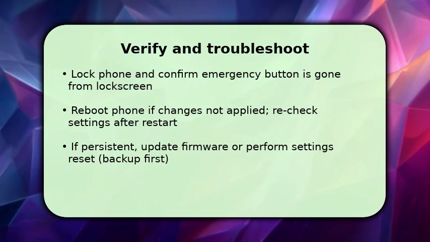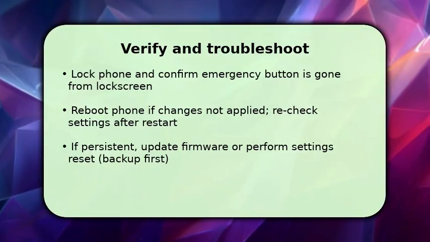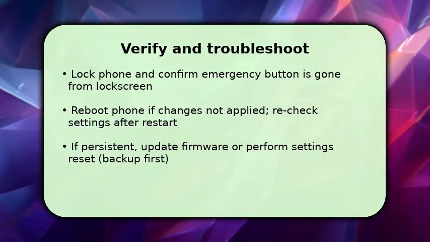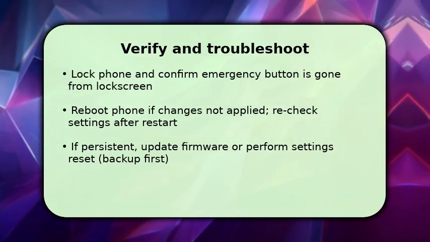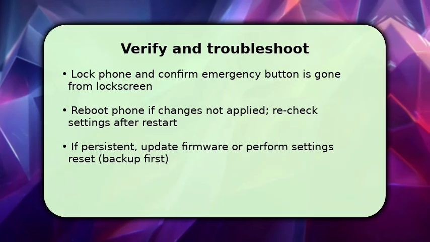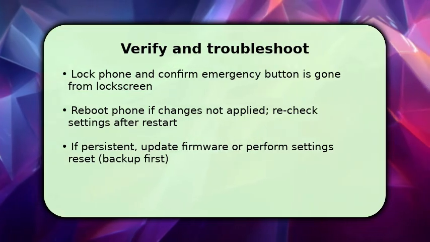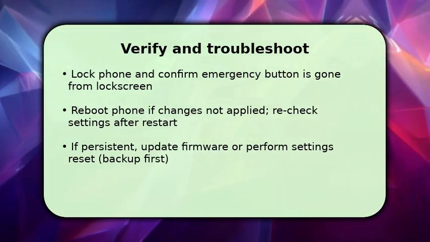You should lock the phone and confirm the emergency call button disappeared. That proves success. If it remains, reboot the device to apply changes, because some system UI elements need a restart to refresh. Make sure to recheck the same settings after reboot.